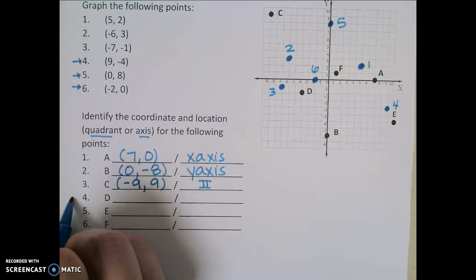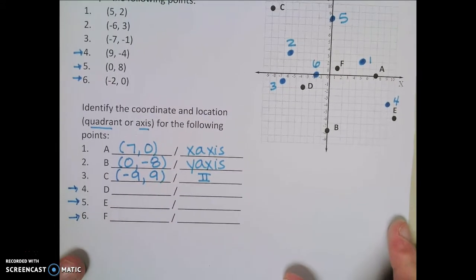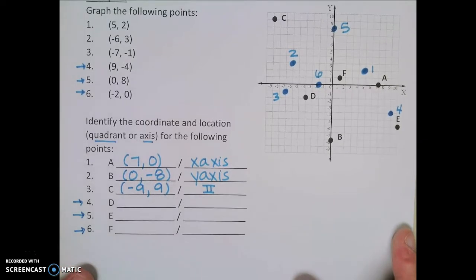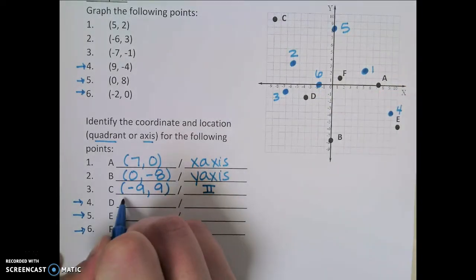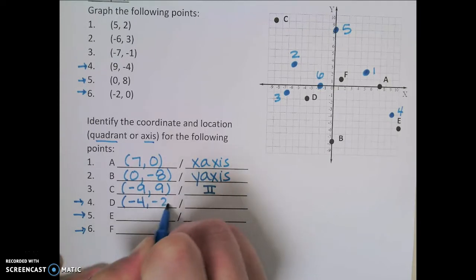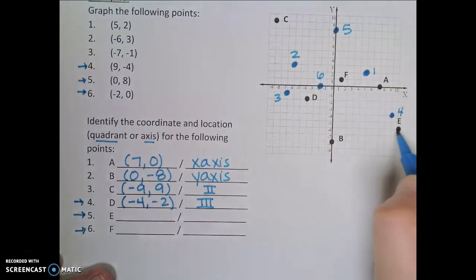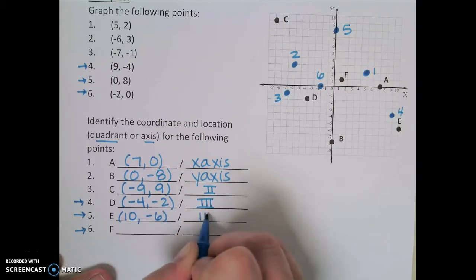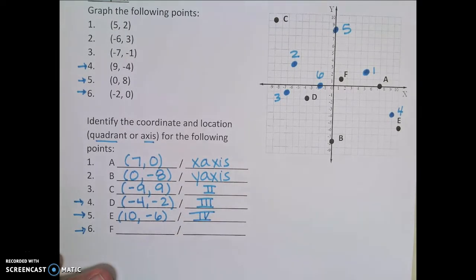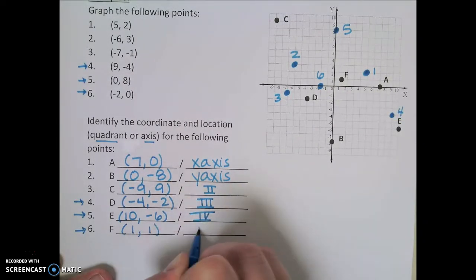Take a minute right here and pause the video, see if you can do D, E, and F, and then play the video again when you're ready to see how you did. All right, for point D, I have to go left to -4 and then down to -2. So it's (-4, -2). That is in quadrant 3. E, I go right 10 and down 6. So (10, -6). That's in quadrant 4. And then F is over 1, up 1. So (1, 1), and that's in quadrant 1.